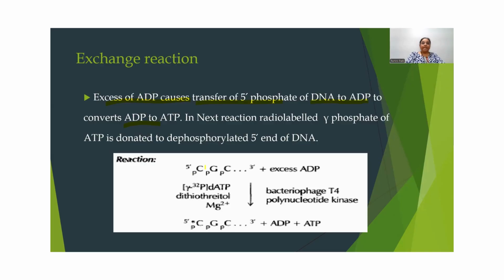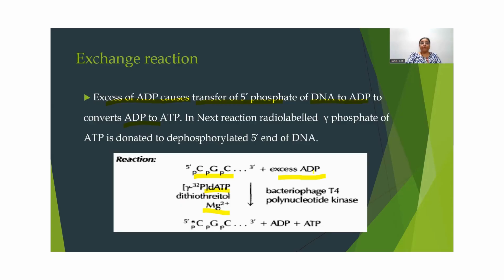Now here in this reaction you can see that it is a polynucleotide chain, and here there is a phosphate at the 5' end, and here it is an excess of ADP. When you are making the reaction mixture, you are going to add the bacteriophage T4 polynucleotide kinase, and you are going to add the dATP, and you are going to add magnesium as a cofactor.